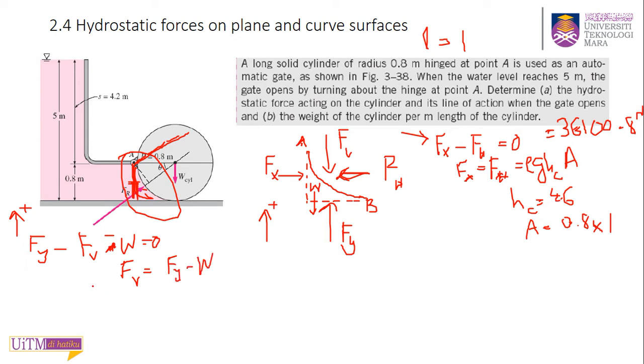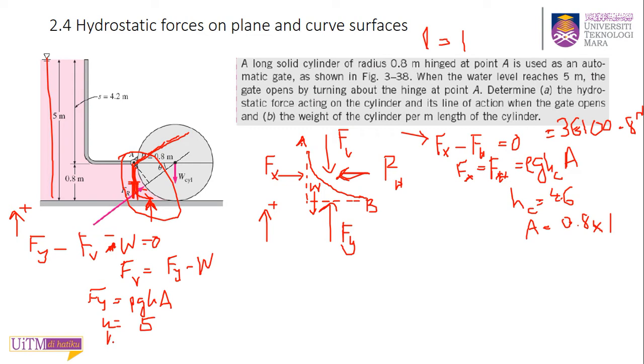So how to find Fy? Fy is rho g h A. What's your h? 4.2? Anyone agree? Or 5? 5. Remember your Fy is at the bottom of the cylinder, so it's 5. Okay, h is 5.